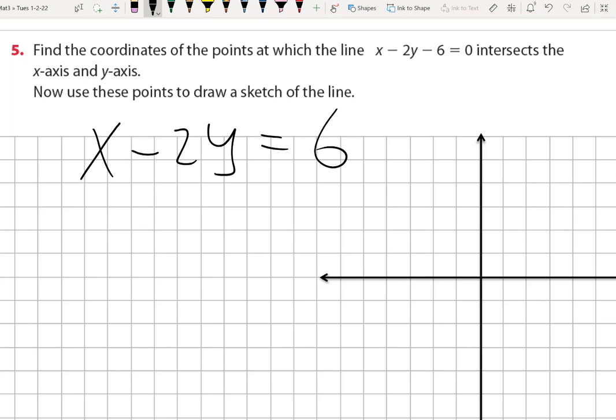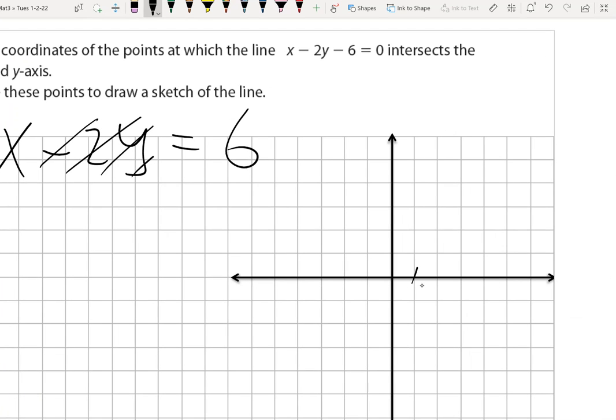Now withdraw it. Okay, so let's cover up y. You get x is 6. We can introduce a scale of 1 per box. Okay, so this will be the point here, 6. And cover up x, giving us -2y equals 6. y equals -3.